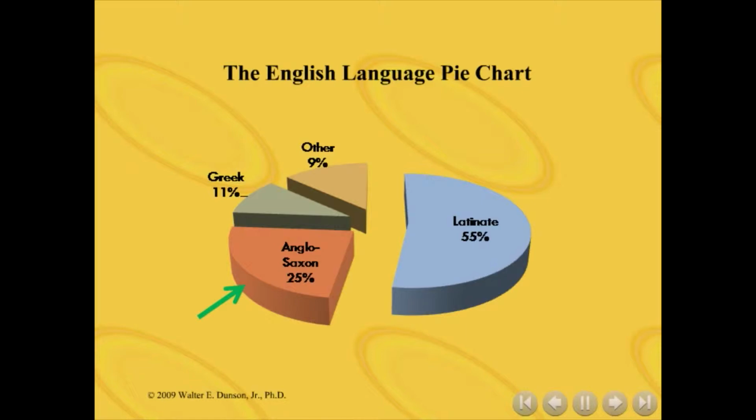However, Anglo-Saxon word construction occupies nearly 100% of words learned through the 3rd grade. Therefore, knowledge of Anglo-Saxon word construction forms a crucial foundation for reading the English language. Greek word construction constitutes 11% of our language. That's approximately 1 out of every 10 words. But please note, the majority of vocabulary words found in science and mathematics are of Greek origin.